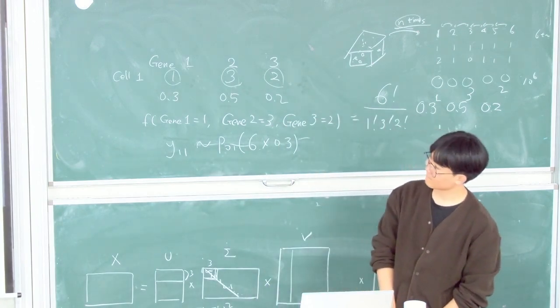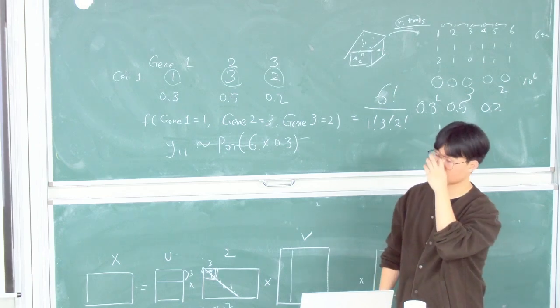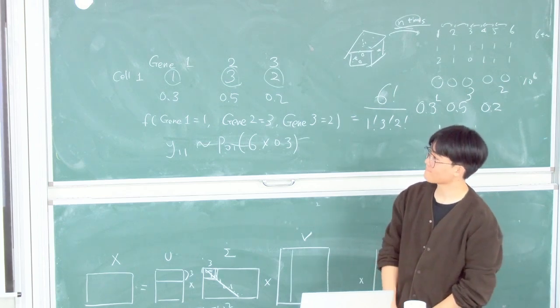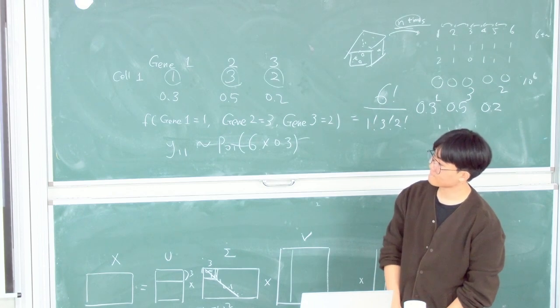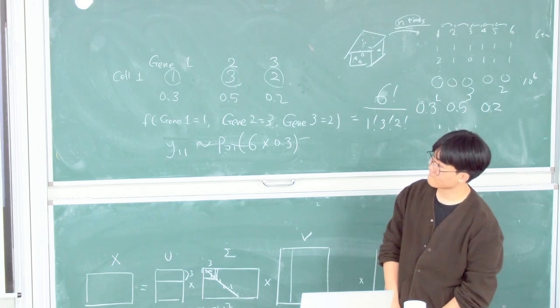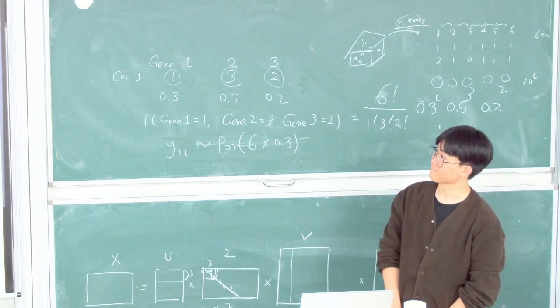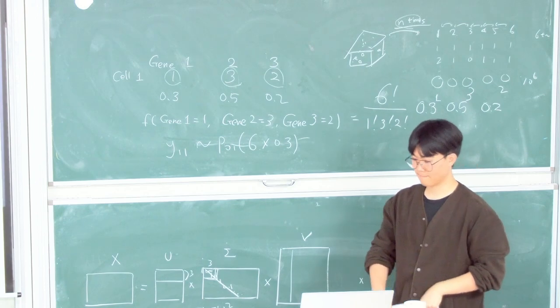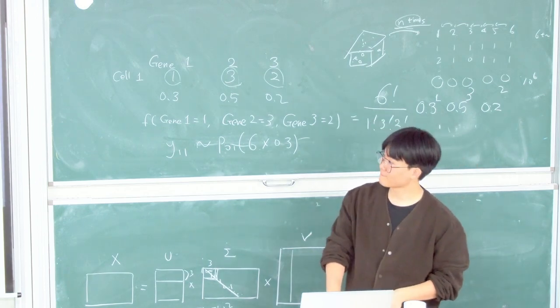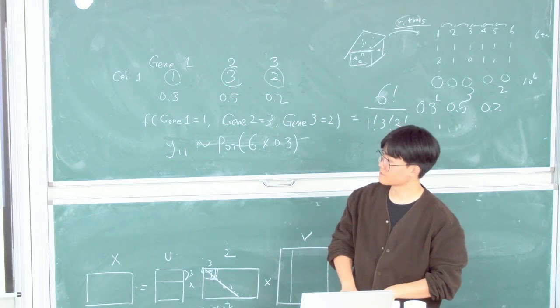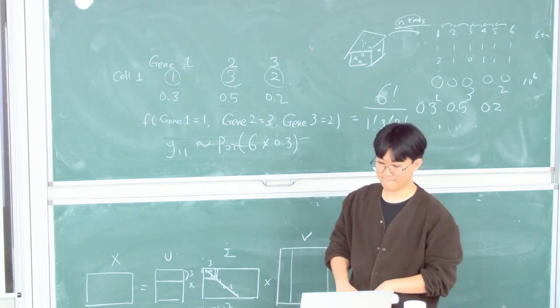Mathematically it should be easy, I think. Maybe n times pi i is fixed, and then sending the limit of n to infinity, it will go to the Poisson distribution. But anyway, let's believe it. Every component has a Poisson distribution now. Okay.